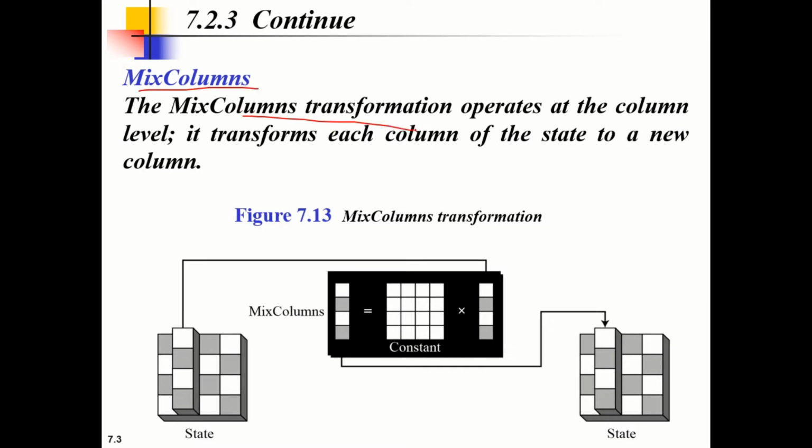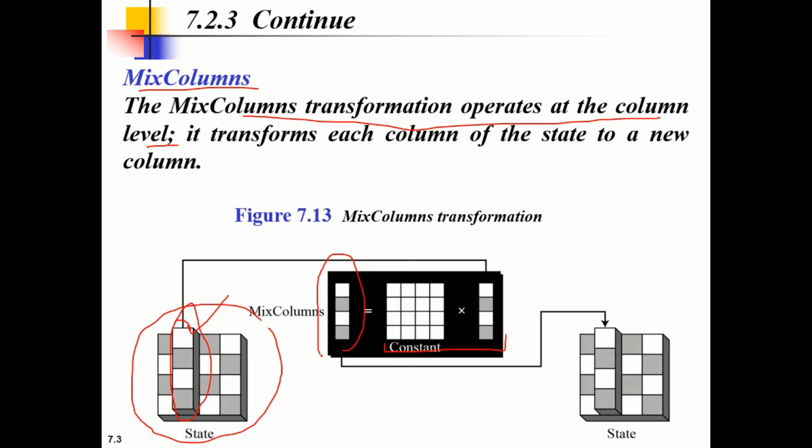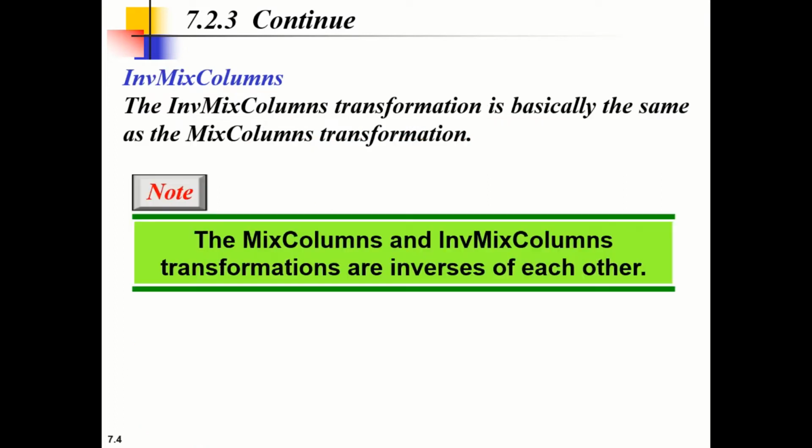This is the operation at the encrypting end, which we call MixColumns. This transformation operates at the column level. This is the state, and you consider a column out of it. We multiply this column with the constant matrix, and as a result we get a mixed column. The resultant state will have this column which we get as a result. So it transforms each column of the state to a new column. That is what the MixColumns operation does.